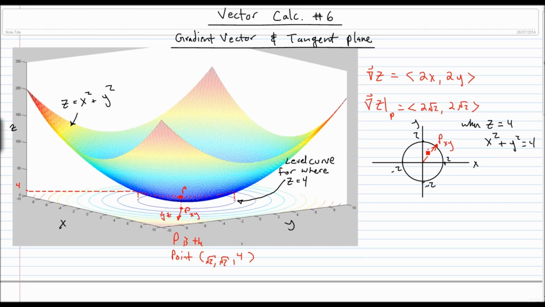That would be the point P sub xy, the projection of P down onto the xy plane. If I wanted to know a position vector that pointed to that point, what would it be? Well, it would be (root 2, root 2), right? It would just be a vector that points to that point there. So how am I going to show you that the gradient vector is perpendicular to our level curve at the point P sub xy?